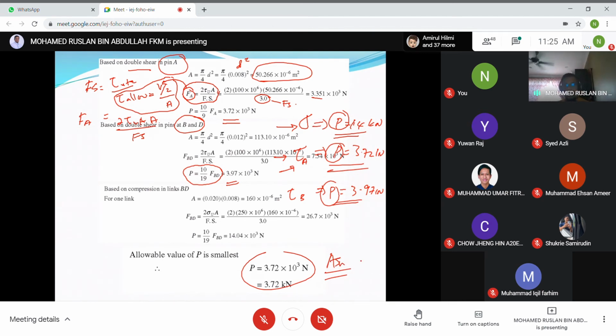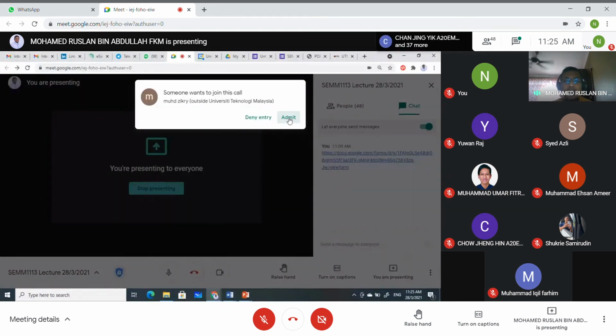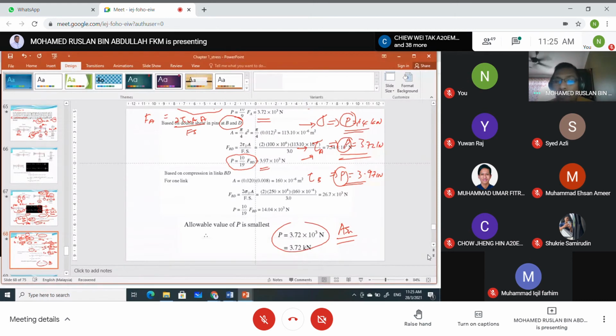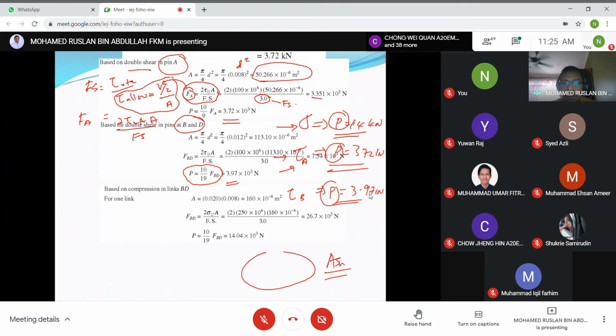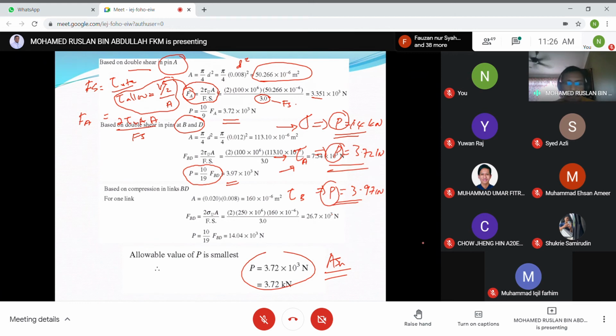So you can see that from this one, you have to analyze this problem, and then based on that, you can give the answer based on the requirement as mentioned in the question. I think that's all for chapter 1. If you have any problem or any question so far, you can ask. So we finish one chapter.